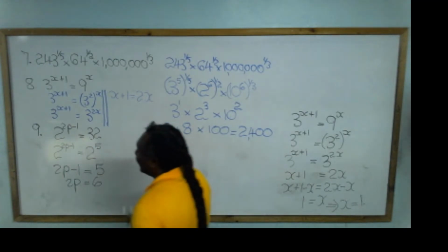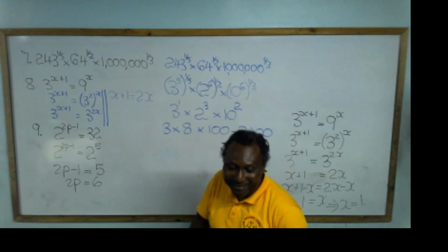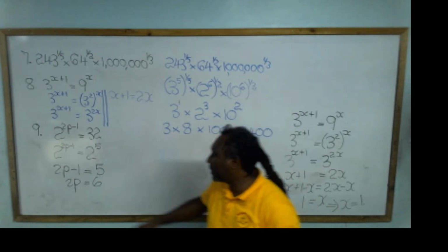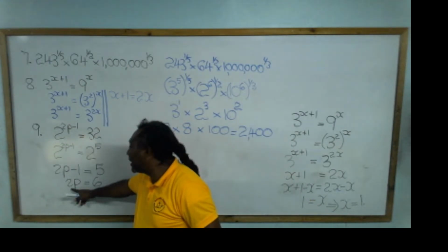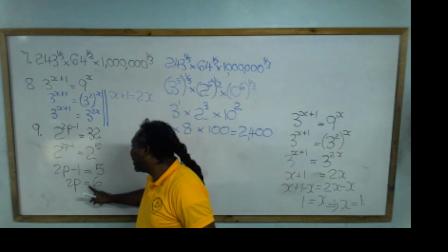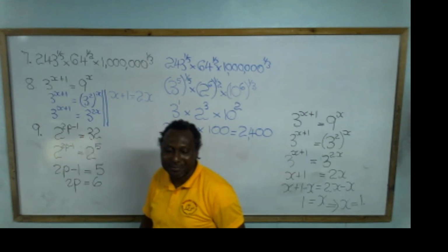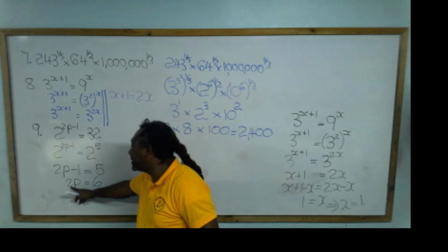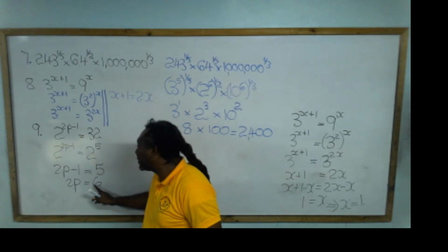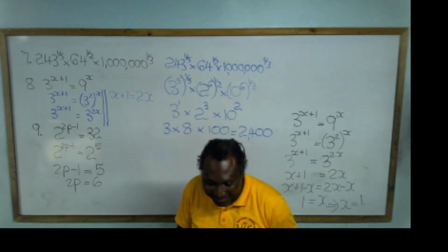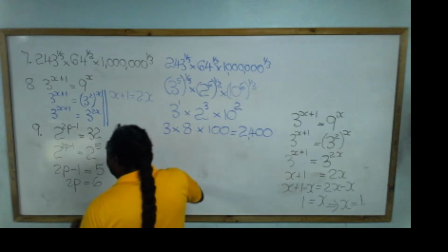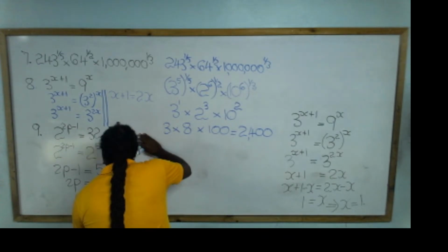All right. So here's the final part of it. 2 times a number is equal to 6. What is that number? So p is equal to 3.